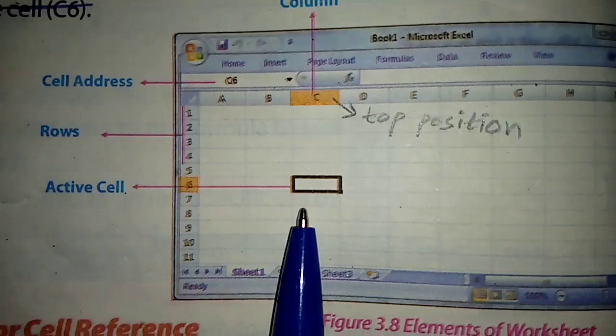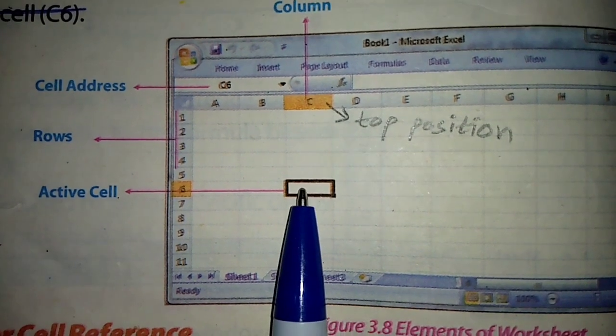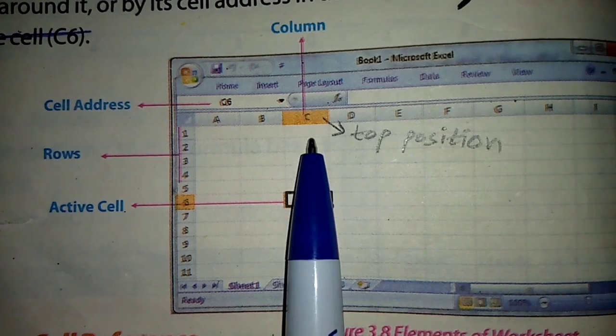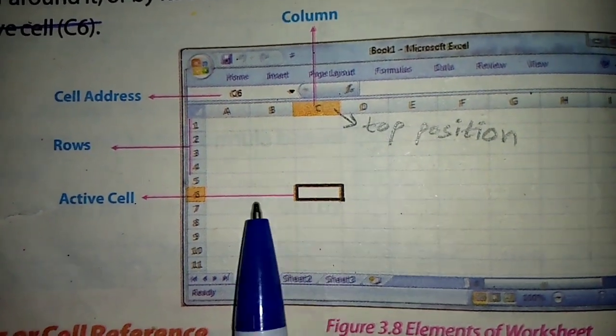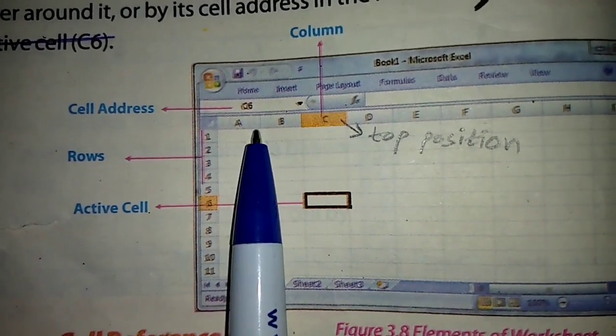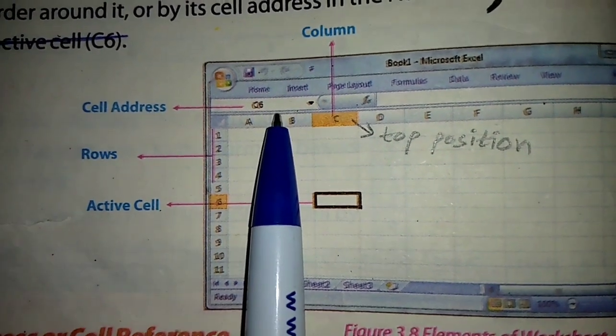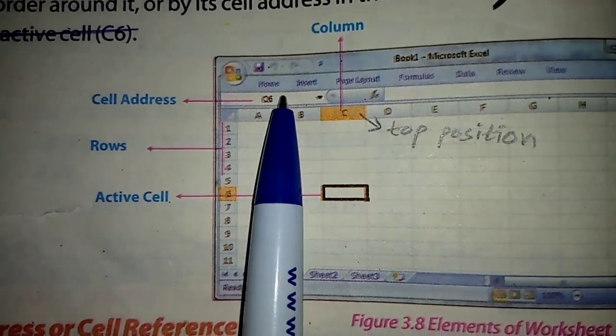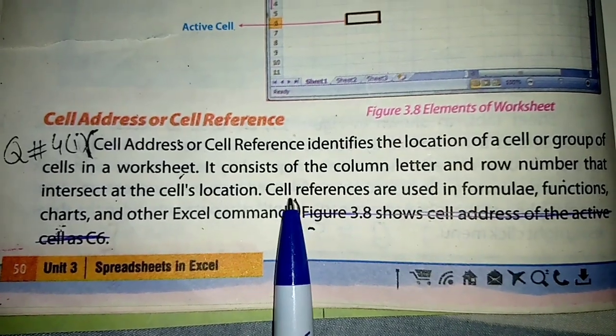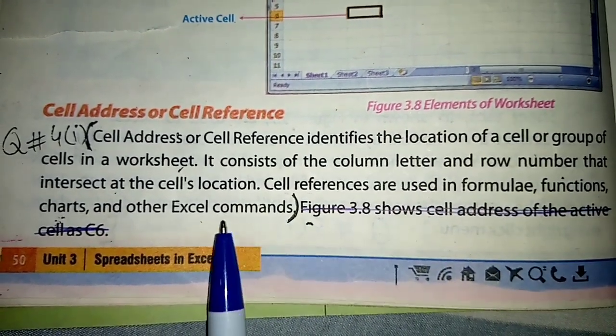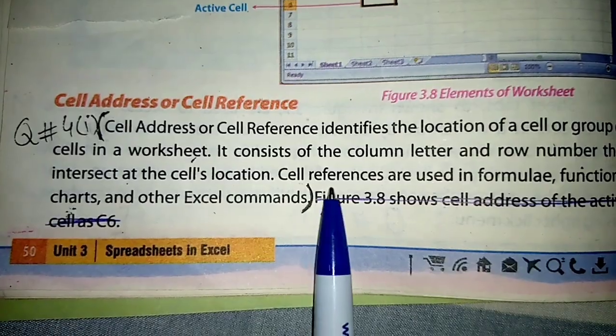For example, in figure 3.8, this is the active cell. This active cell is in the C column and 6th row. So the address of this cell is C6. This address is displayed in the name box C6. These cell references are used in formulas, function charts, and other Excel commands.